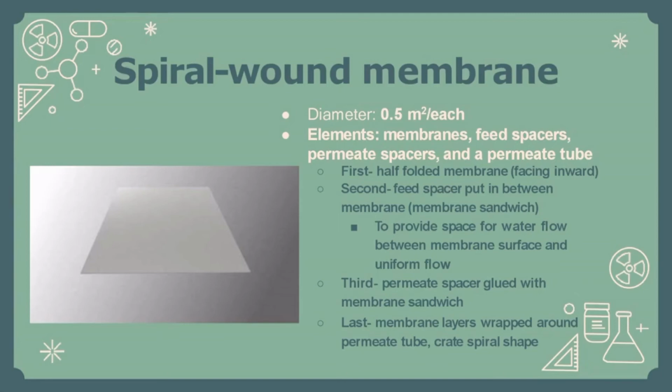Second, the feed spacer is put in between the membranes, and it is called a membrane sandwich. It is to provide space for water flow between the membrane surfaces and uniform flow. Third, the permeate spacer is glued with the membrane sandwich. And last, the membrane layers are wrapped around the permeate tube in a spiral shape.